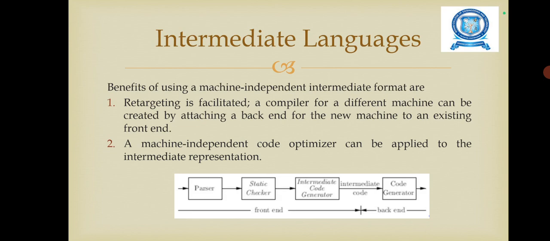Here in the diagram it shows the logical structure of a compiler front end. In the front end you have the parser, static checker, and intermediate code generator. In the back end you have the code generator.